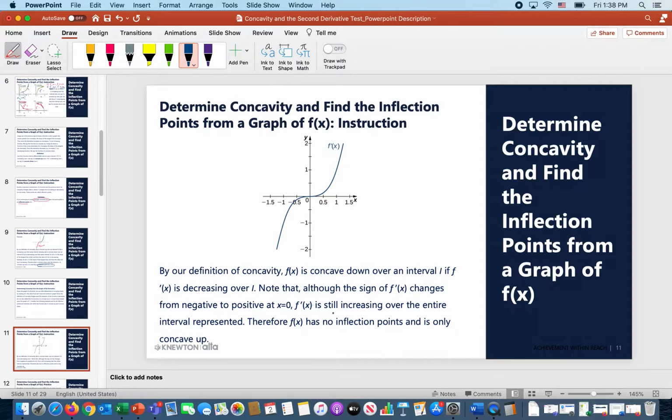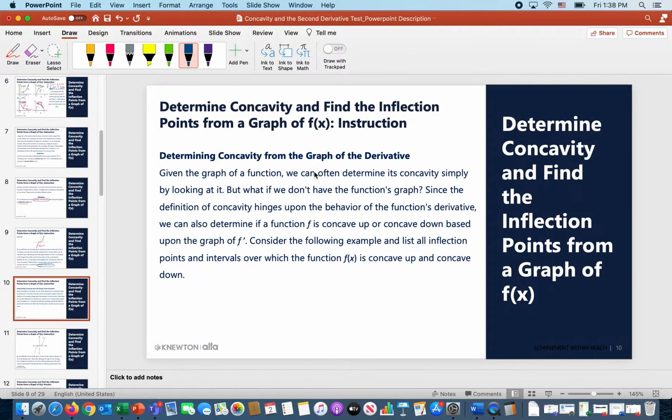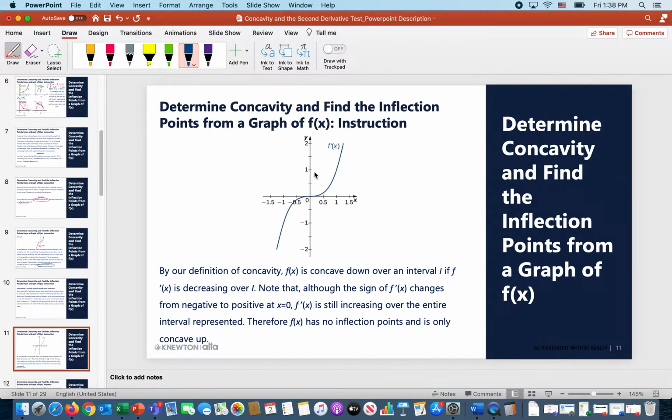I'm taking a minute to read here. Let's see. Okay, so I missed something in this example. We're looking at, in this case, f prime, and I almost went right by that.